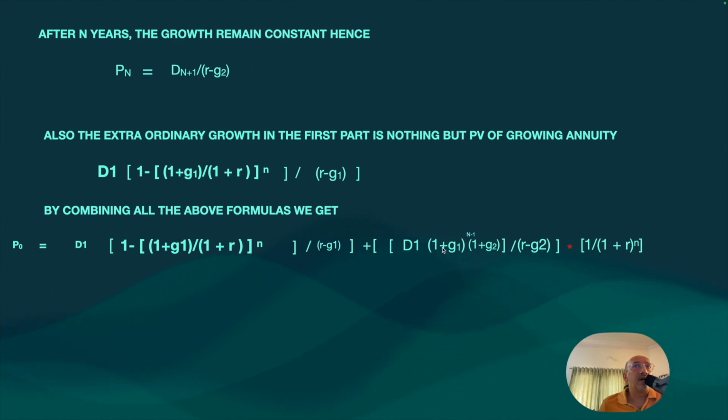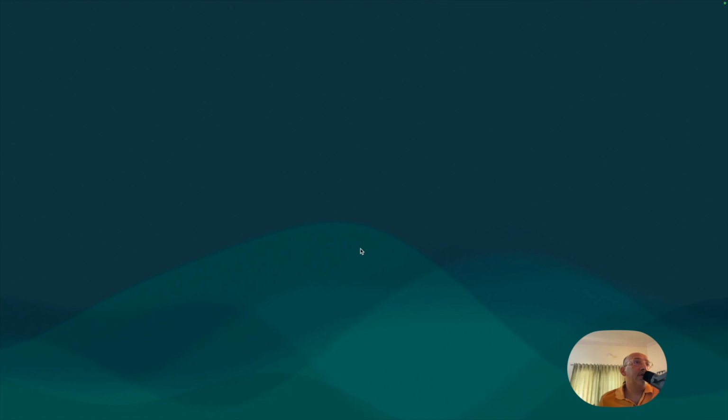How? d1 plus 1 plus g1 to the power n minus 1 into 1 plus g2. The growth rate of the dividend has become g1 and g2 here, divided by r minus g2 into 1 divided by 1 plus r to the power of n. So you have to understand that these are all deductions which have been made through various mathematical formulas.